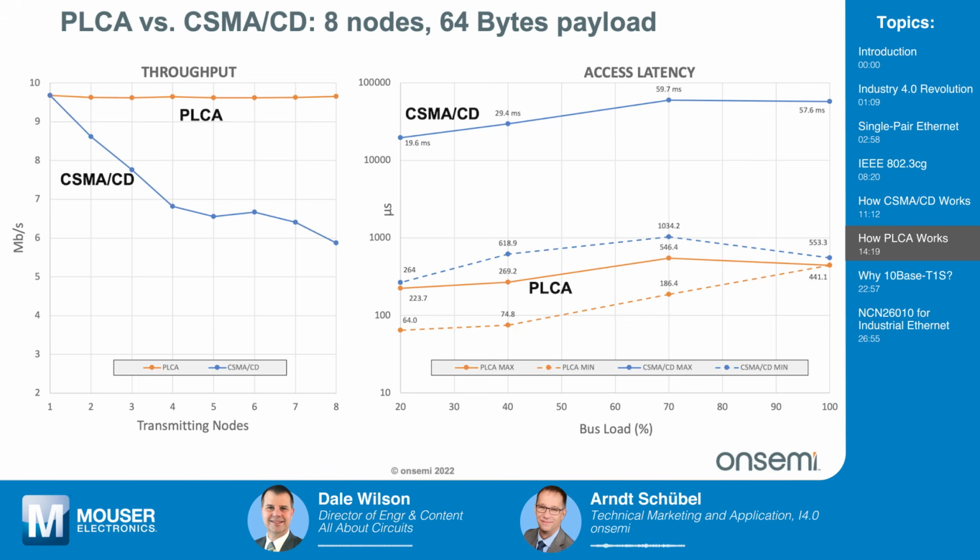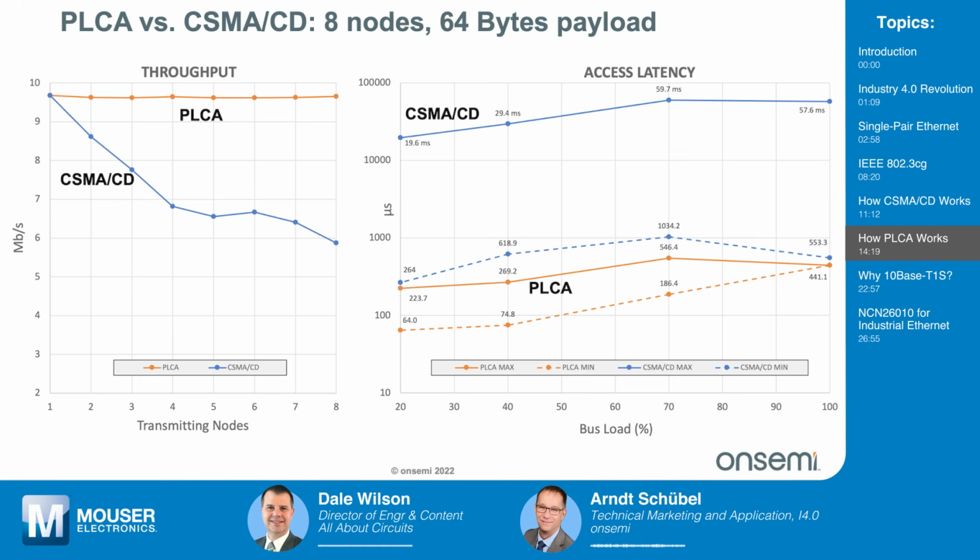But you can also see that if you have 2 nodes talking, a half-duplex point-to-point installation, your throughput drops to roughly 8.5 megabits per second, while in PLCA, due to this round-robin arbitration where everyone gets to send one after the other, you can utilize the network to the extreme.